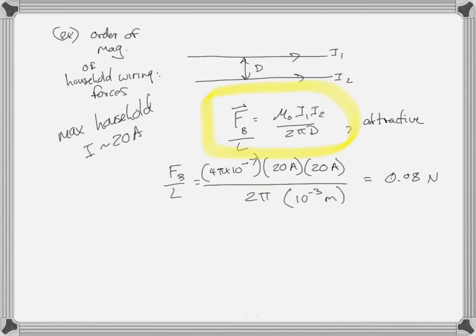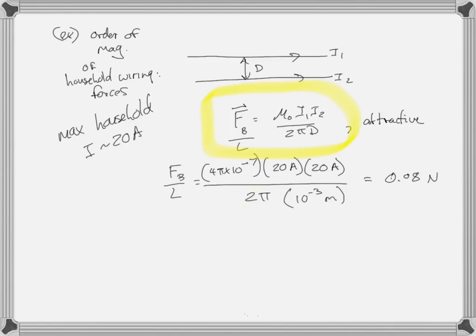If we could somehow get them a tenth of a millimeter apart, which would be awfully hard, that's still only 0.8 newtons. So the force is not appreciable. I mean, it is measurable, but it's not something we have to worry about. It's not something where we have to secure our wires so they don't move.